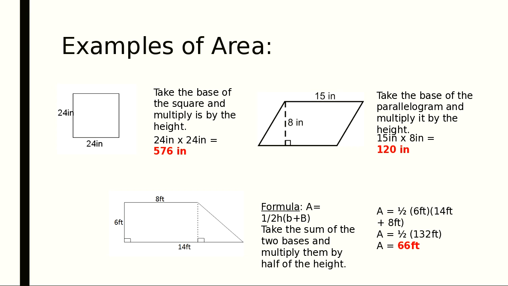Now this one, we're going to use a different formula because it is a trapezoid. So we're going to use area equals half of the height times little b plus big B. In this case, the little b is 8 feet and our big B is 14 feet. So we're going to add those two together, and then multiply that by our 6 feet, which is our height. After that's all done, we have to multiply it by half, which is the same as dividing by 2. So our answer is going to come out to be 66 feet. Any questions?